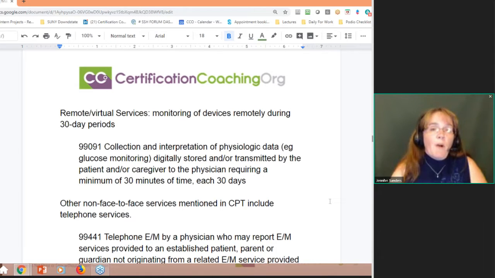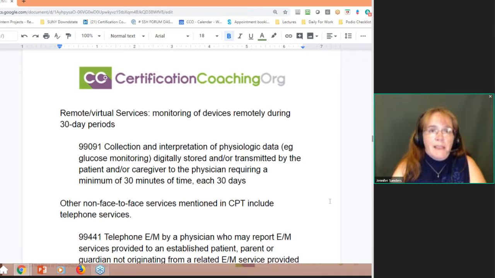We have our remote and virtual services. This is not our telehealth service. This is using monitoring devices remotely. You may have heard how, you just dial in your pacemaker and the physician can assess that. So this is similar to that.